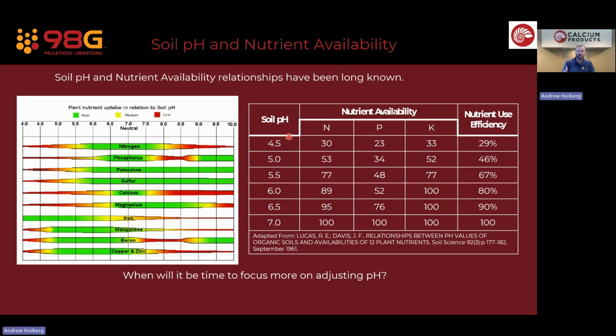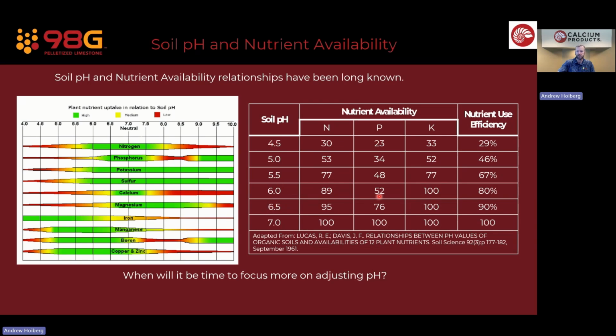But as we continue to apply nitrogen year after year, or every other year depending on your rotation, you add that up over the course of decades. And you also factor in that we probably haven't been putting enough liming materials out in those fields. You can see that the problem compounds itself over time and really becomes an issue. We've only got almost 30% nutrient use efficiency when soil pH is 4.5.